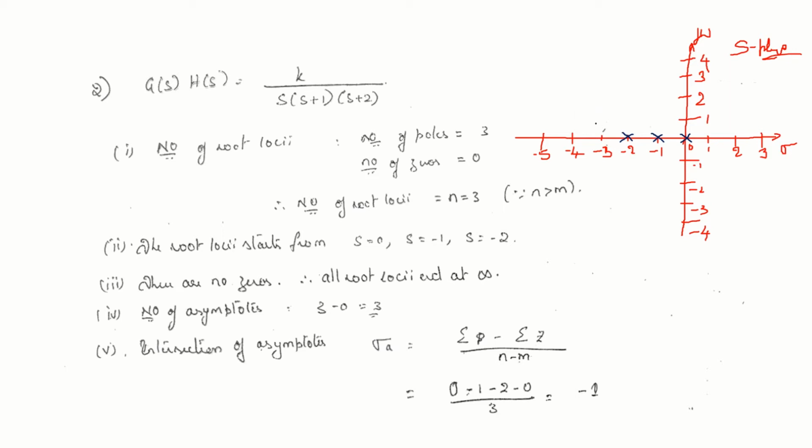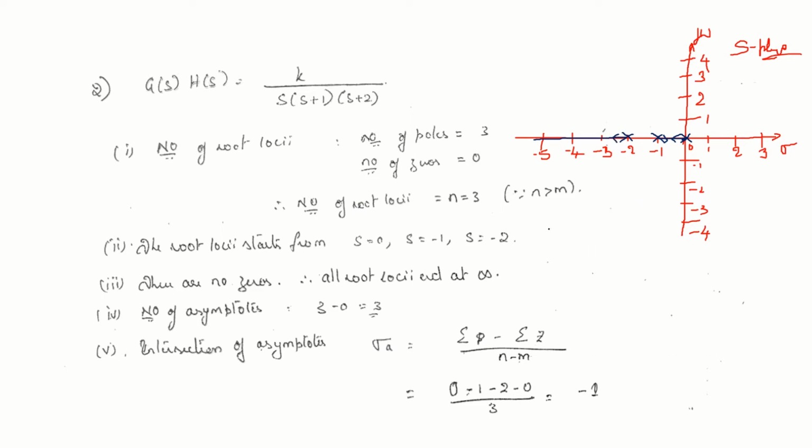On the real axis, keep your reference here. To your right there is one pole, one is odd. So you go on moving your reference till it is odd. Now your reference is here, then to your right there are two, even, no root locus. And again there is a root locus. Okay, draw like this. So mark the arrows indicating root loci start from respective poles. Good.